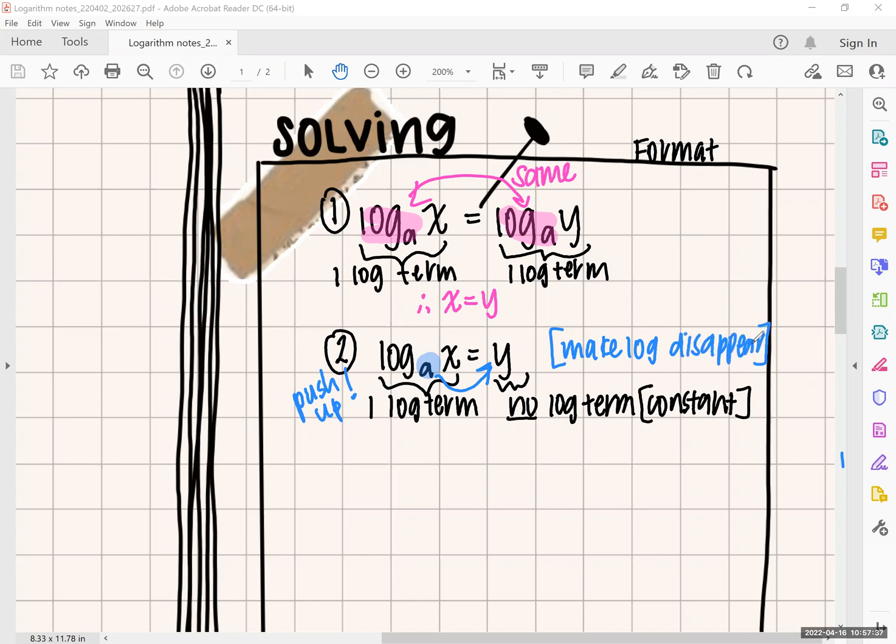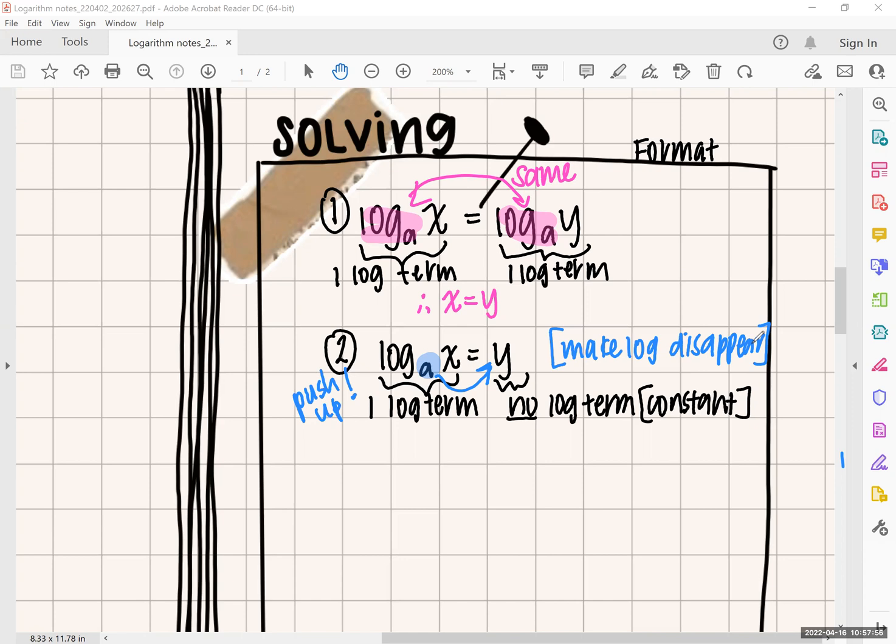Okay, I repeat again. The first one, we have a log term on the left and a log term on the right, correct? And the two log terms must be the same base. Agree or not? Then we can so-called cancel each other out and we can say x is equal to y. But by right, there's no such thing as cancel each other out.